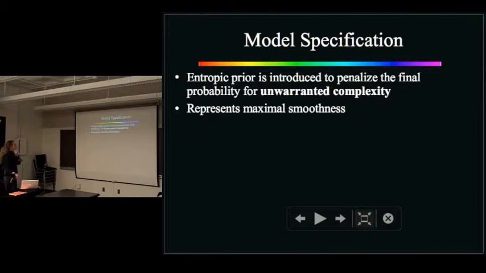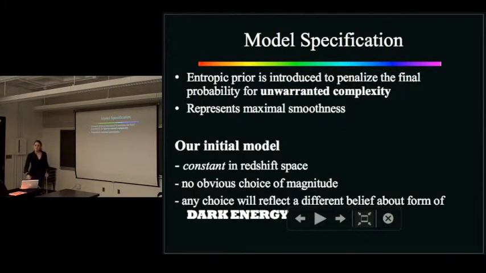The error bar. So what I've shown is that the entropic prior is basically introduced to penalize the final probability for unwarranted complexity. So it's to have a smoothing effect, and therefore it must represent maximal smoothness. Now, in the case of images, where this works very well, the default model, your initial distribution, seems a lot more obvious. It's going to be a flat surface, equal to the mean of the data. But for dark energy, it's slightly more difficult.